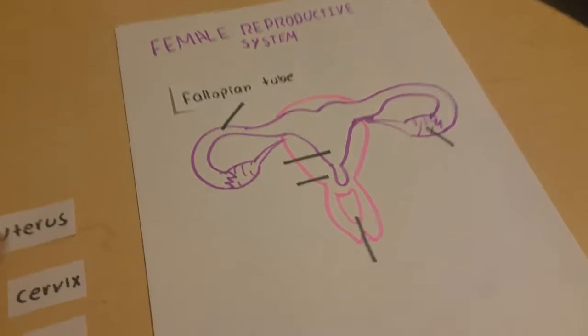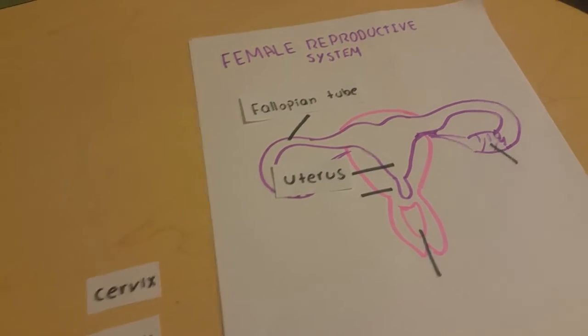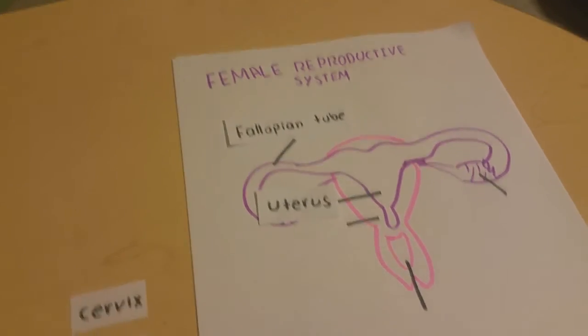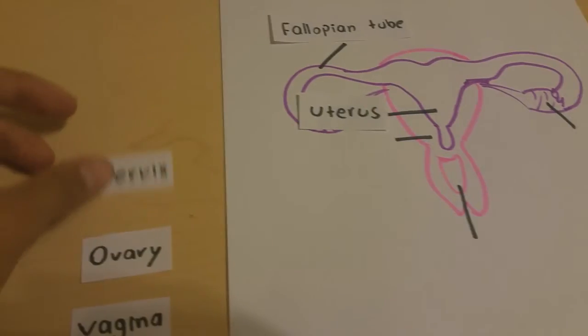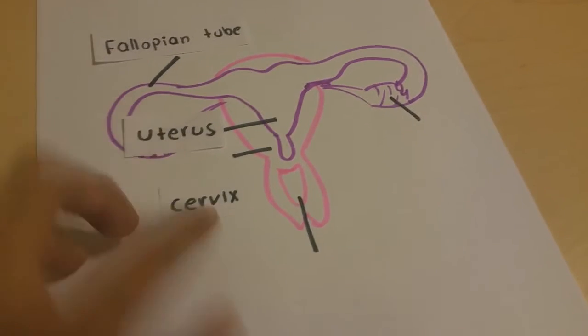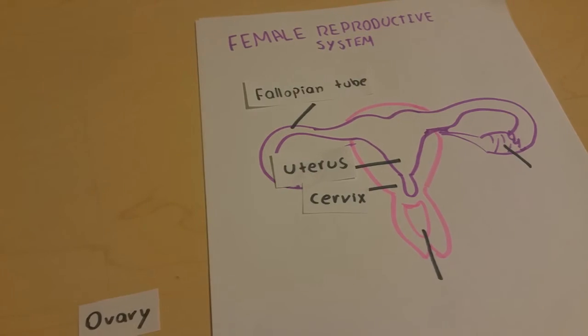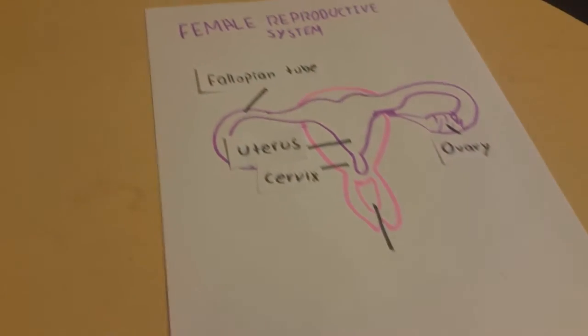Okay, so now the uterus, which is located here. The uterus is a hollow muscular pear-shaped organ located posterior and superior to the urinary bladder. Okay, so the cervix, which is located here. The cervix is the narrow entryway between the vagina and the uterus. Then the ovaries, which are located here and here.